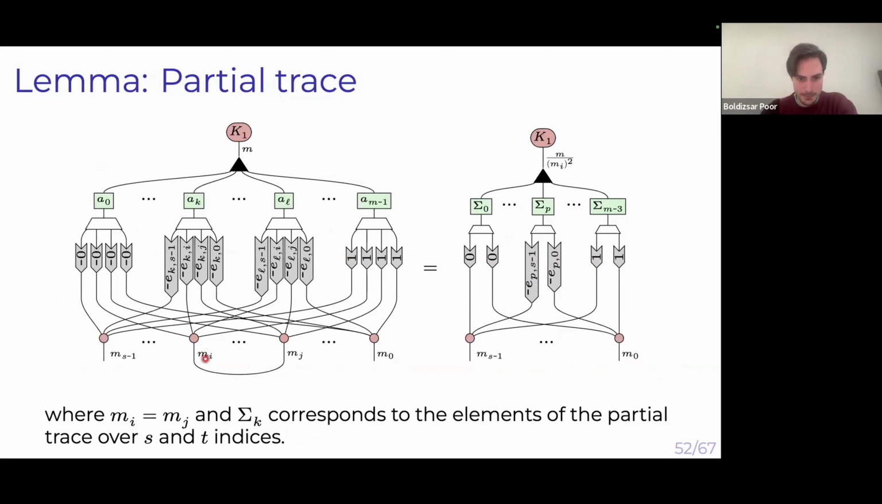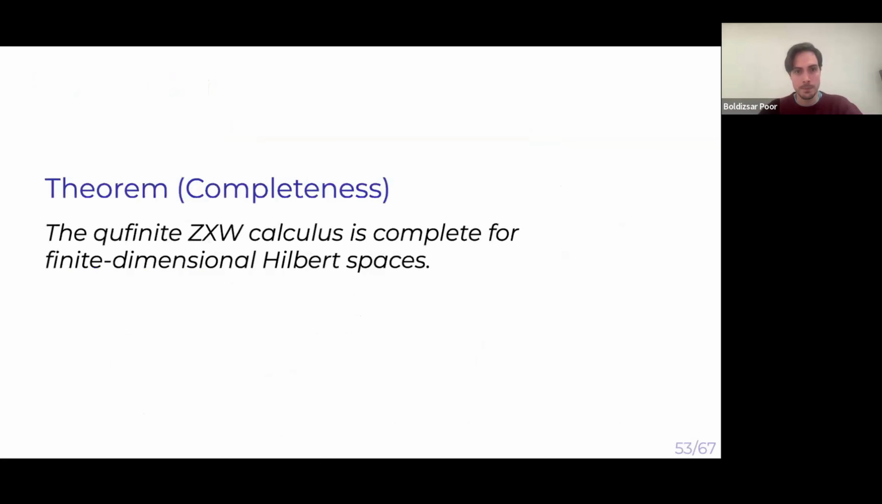And lastly, we had the partial trace of a normal form equal to a single smaller normal form. So here Mi and Mj must be the same dimension, because otherwise you can't connect the two. And then sum k corresponds to the summation of all the indices where S and T match. This is specified by taking the partial trace of a vector. So having shown all of these lemmas, we have the completeness. So the Qufinite ZXW calculus is complete for finite dimensional Hilbert spaces.